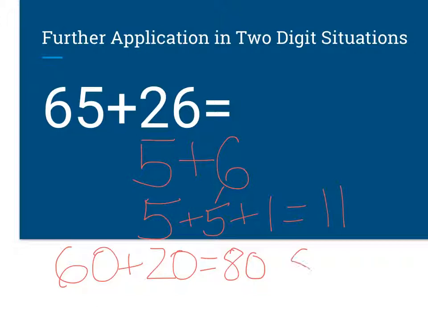And then finally, we can add our 80 with our 11 and see that 65 plus 26 is going to give us a sum of 91.